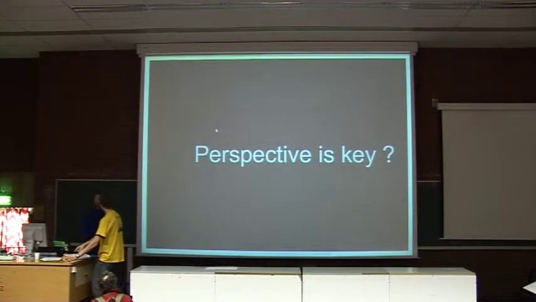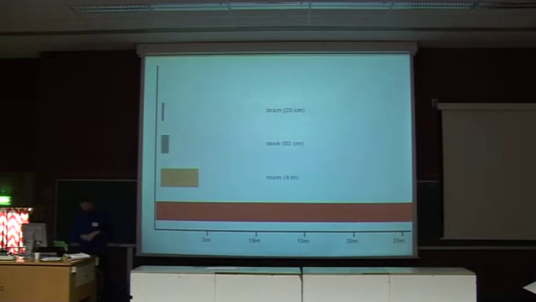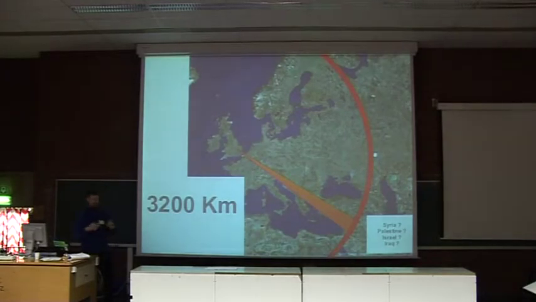Excellent. So I'm going to talk very, very quickly, as you see, about I/O and profiling it. Perspective is key. Let's take Richard here, who's a very clever guy. He's got a brain that's maybe 20 centimeters away from the information. If you want to find something else out, you go and find a book on your desk, 80 centimeters away. Maybe you have to walk across the room to find something on a shelf. But when we start to get a bit further away, maybe in the Middle East, what's equivalent to this distance in computing terms?